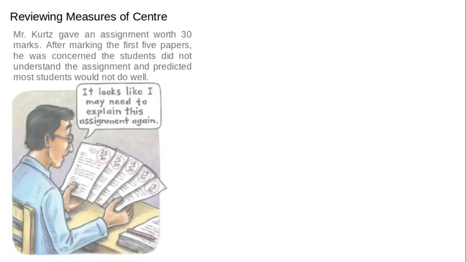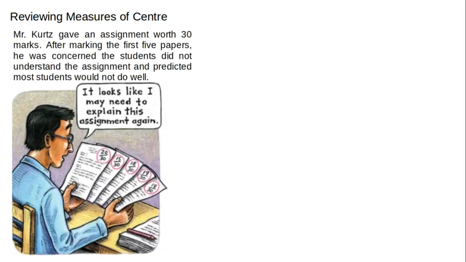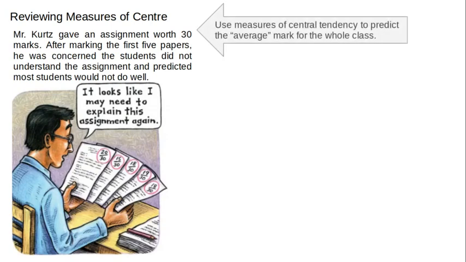Let's review measures of center. Here's an example. Mr. Kurtz gave an assignment worth 30 marks. After marking the first 5 papers, he was concerned the students did not understand the assignment and predicted most students would not do well. Use measures of central tendency to predict the average mark for the whole class.